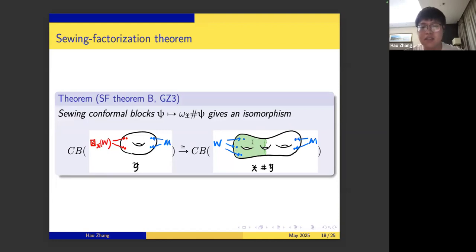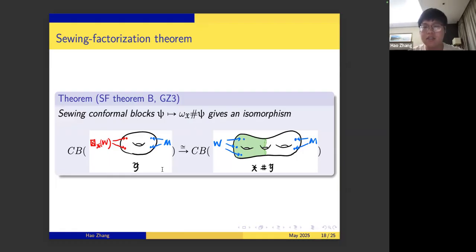And I draw some parts of the higher genus Riemann surface in green. And you can replace the green part by some kind of fusion product, and it will not change the isomorphism class. And the isomorphism will be given by the canonical conformal block with respect to this fusion product and diffusion product. And you can reduce the genus by replacing some parts by the fusion product. This is a folklore. Okay, this is our sewing-factorization B.